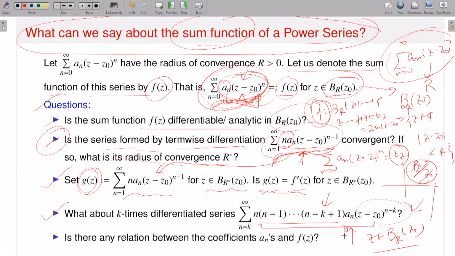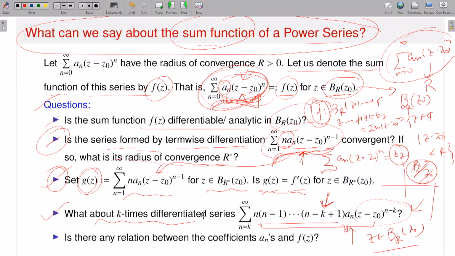Now can I say that if I take the kth derivative of my original sum function, I will get the sum function of this series? So these are the questions you can talk about. That's what I'm saying. What about k times differentiation? If instead of one time differentiation I take k times differentiation, what can I say about the radius of convergence? What is the relation with the radius of convergence?